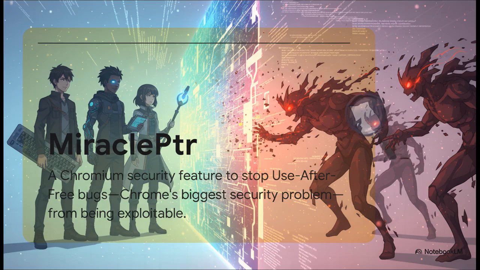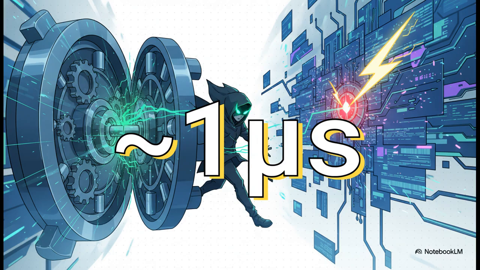For years, these bugs have been a goldmine for hackers. The precision required to pull this off is just astounding. The attacker has a window of about 1 single microsecond. That's a millionth of a second. They have to corrupt a specific piece of memory in that tiny window before the protection locks it down again. It's the digital equivalent of slipping through a closing bank vault door right before the lock slams shut.